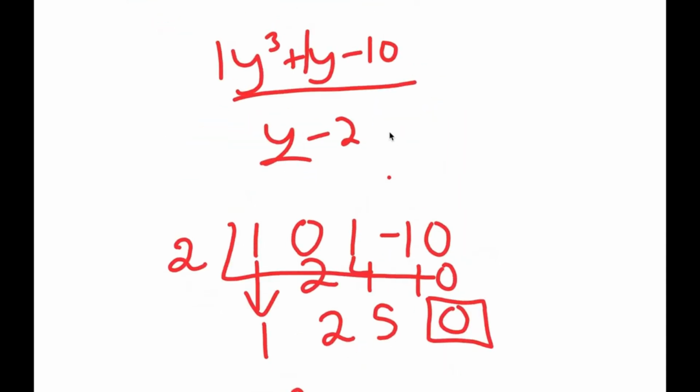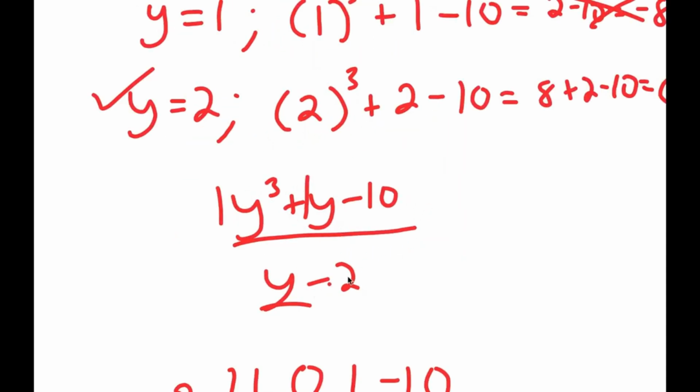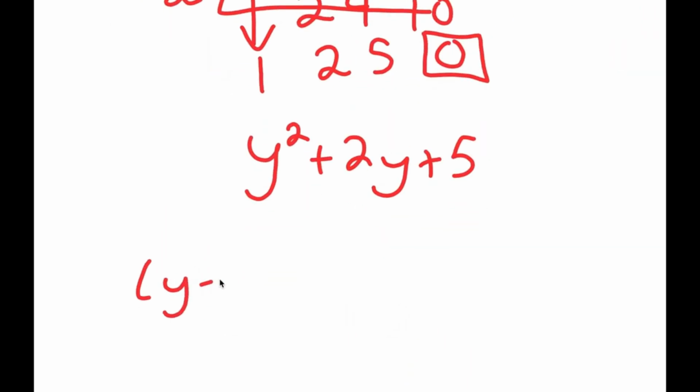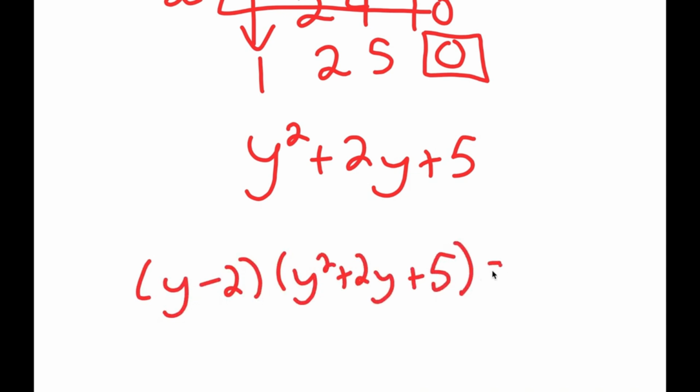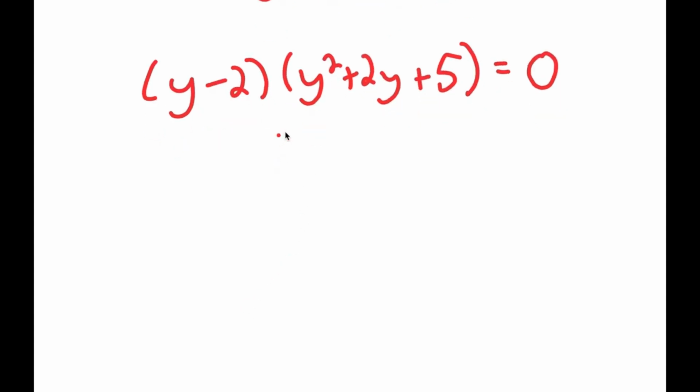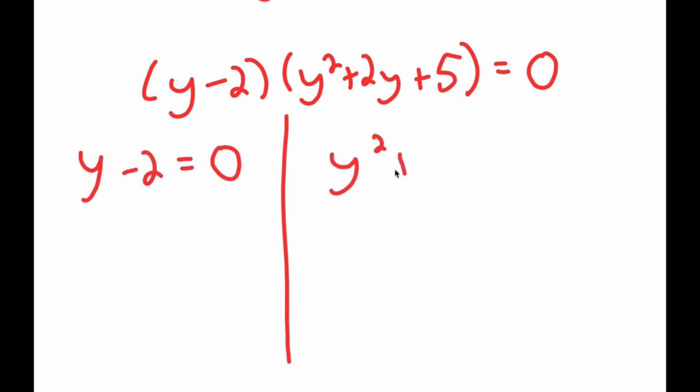Meaning, y to the power of 3 plus y minus 10 divided by y minus 2 is equal to y squared plus 2y plus 5. So now we can say that y minus 2 times y squared plus 2y plus 5 is equal to 0. And now, using this equation, we can find all our solutions to our original equation. So to do this, I get two equations. I get y minus 2 is equal to 0, and y squared plus 2y plus 5 equals 0.